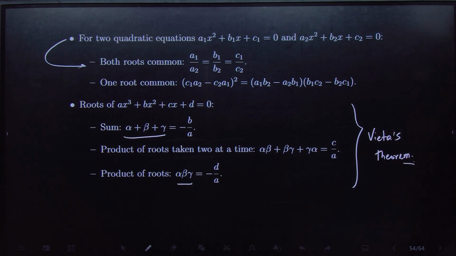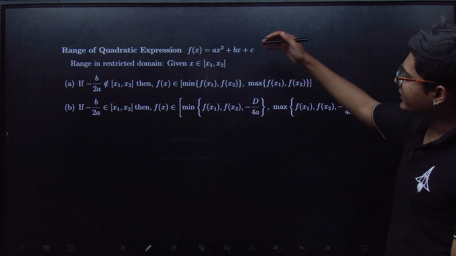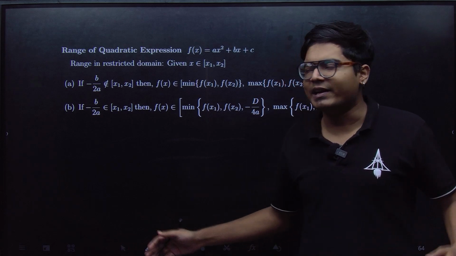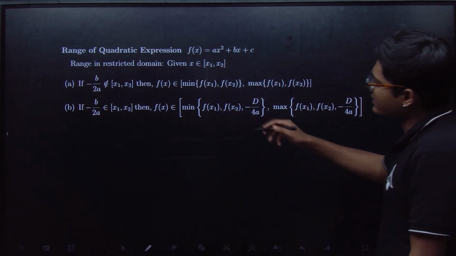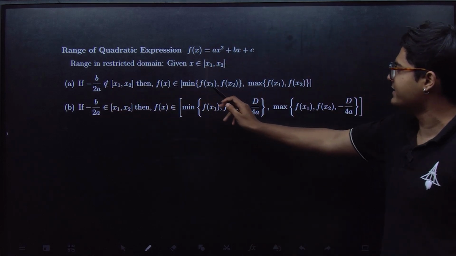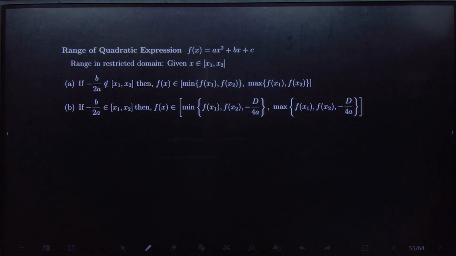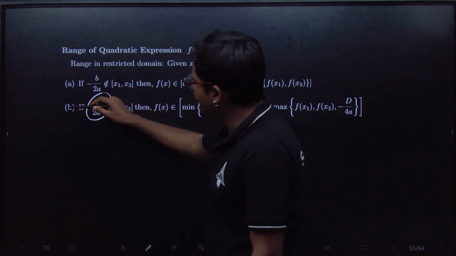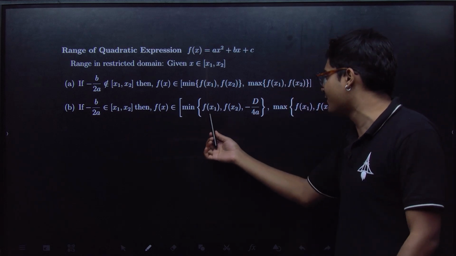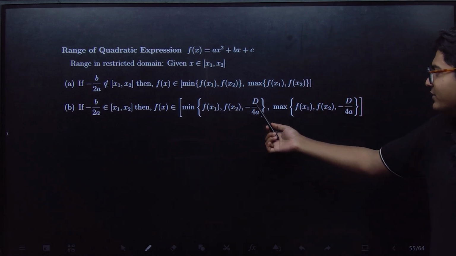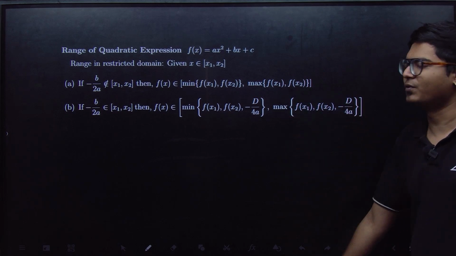Okay, cool. Now the range of the quadratic expression. If you restrict it to a domain, whereas previously we were talking about all real values, say x lies in between x1 and x2, then as long as the vertex does not lie inside this interval, f lies in between the minimum of f of x1, f of x2 and the maximum of f of x1 and f of x2. But if the point where the parabola has its vertex lies inside this range, then f lies in between the minimum of f of x1, f of x2 and the minimum value that it can take, and the maximum of f of x1, f of x2 and minus d by 4a, right?